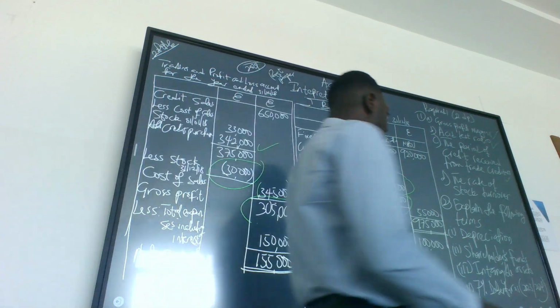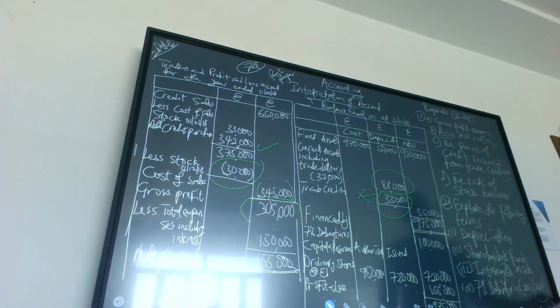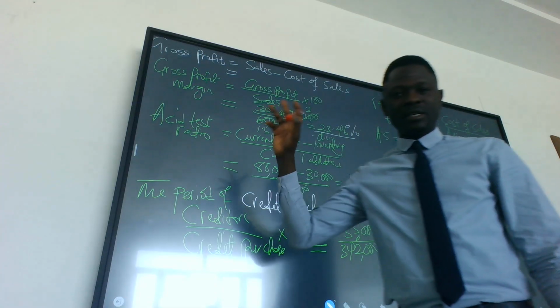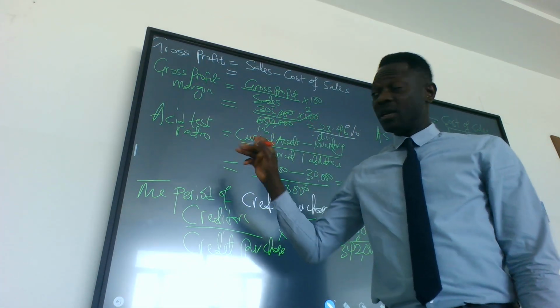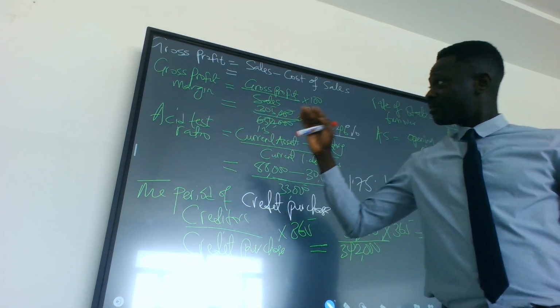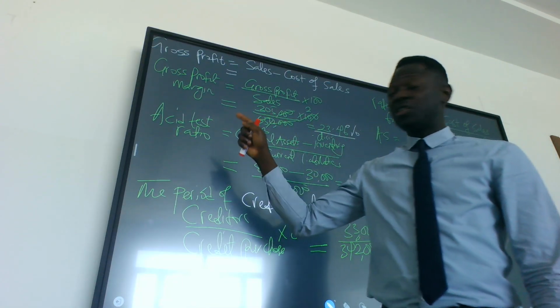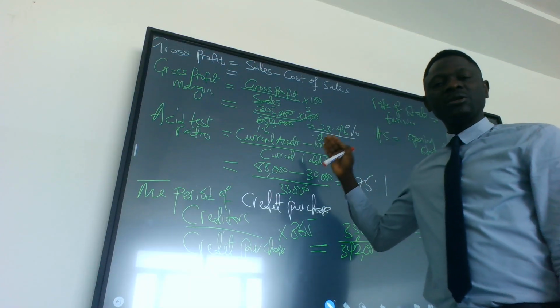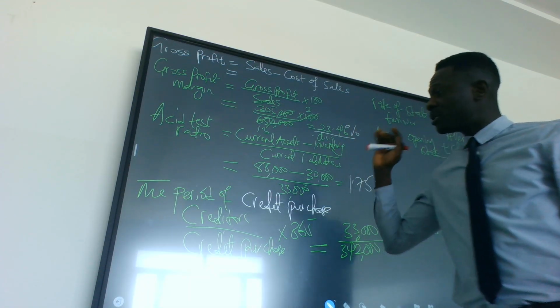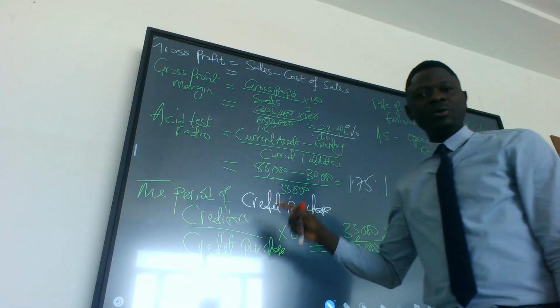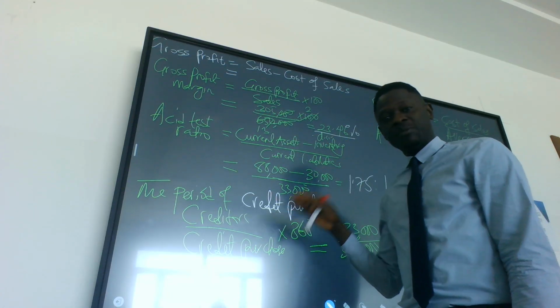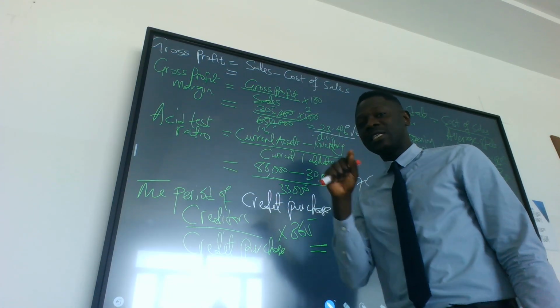So on that note, we end the interpretation of accounts. Remember we said gross profit is sales minus cost of sales. Gross profit margin is gross profit divided by the total sales multiplied by 100. The acid test ratio is current assets minus closing inventory, divided by current liabilities. And for the period of credit, it is always the creditors divided by the credit purchase multiplied by the total number of days, which is 365 days.